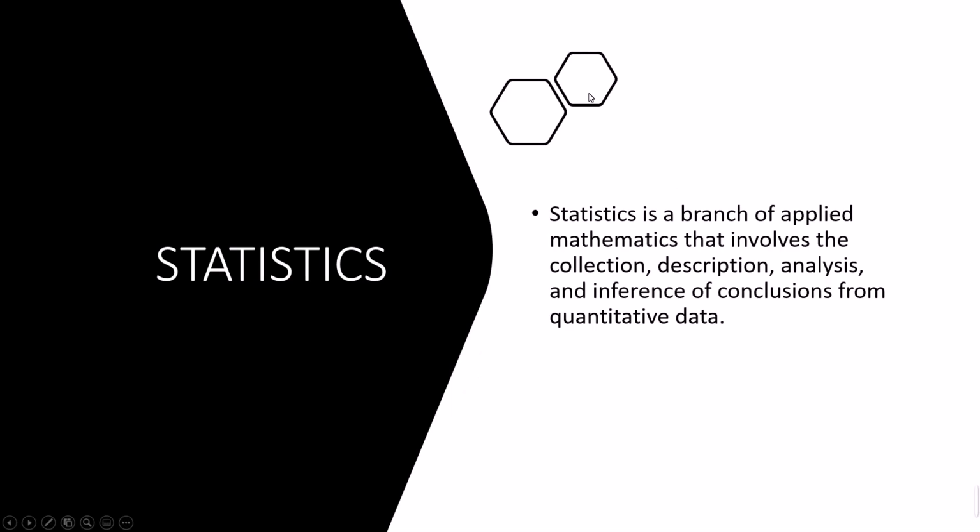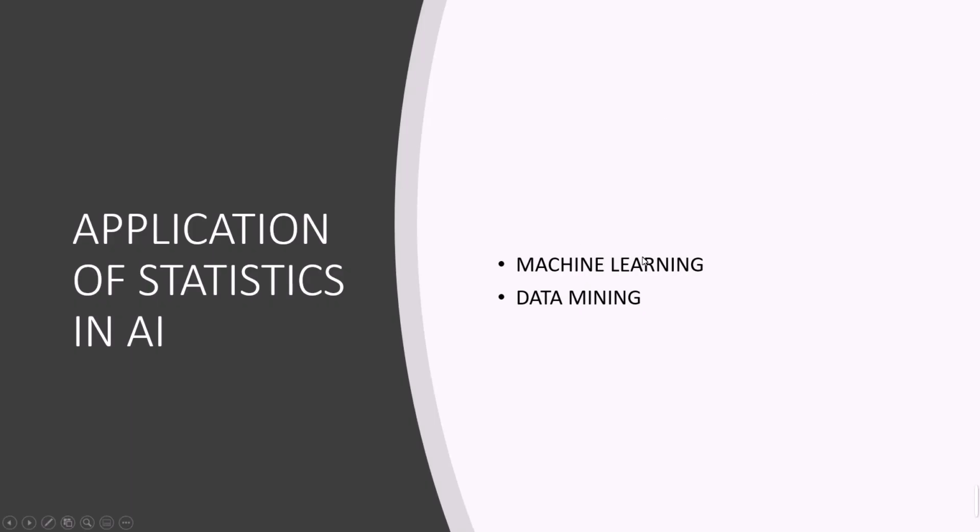Now, statistics. Statistics is a branch of applied mathematics that involves the collection, description, analysis, and inference of conclusions from quantitative data. Or, in other words, the science of collecting, analyzing, presenting, and interpreting data is known as statistics. Application of statistics in AI: machine learning and data mining are the applications of statistics in AI.